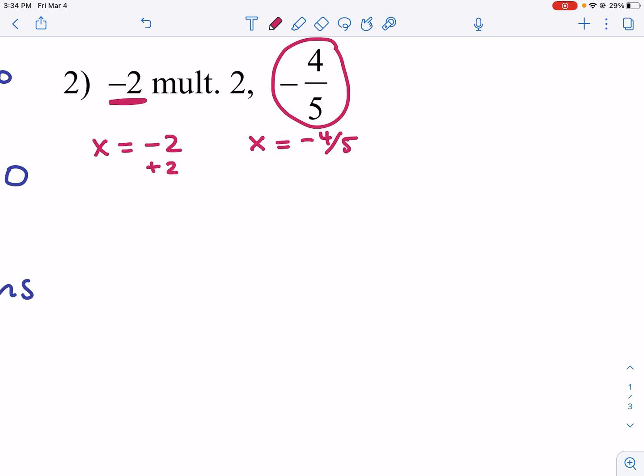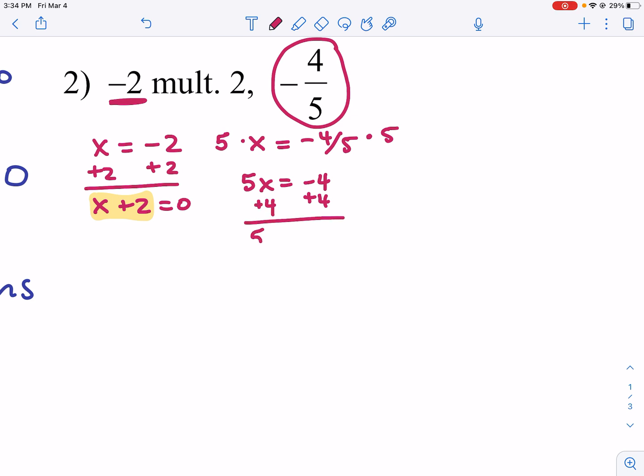So I'm going to add the 2 over for this one and get x plus 2 equals 0. So there's my first thing that I'm going to have to multiply. For the fraction, I could add 4/5, but it doesn't really help me. So instead, I'm going to undo the fraction one step at a time. So I'm going to multiply by 5 on both sides. And then I'm going to add 4. Here's my second thing. But I also have to remember that there is a multiplicity of 2. So what that means is there are actually 2 of those x plus 2's.